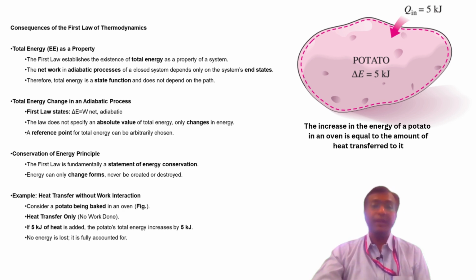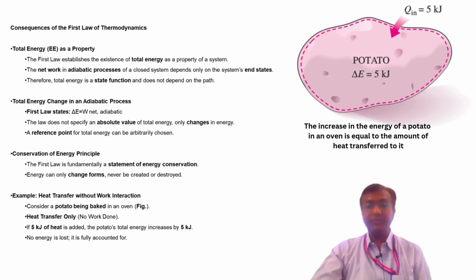The first law establishes that the total energy is a fundamental property of a system. This means that the total energy of a system is a characteristic that describes the system state at a particular moment in time. One important implication of this is that the net work done in an adiabatic process depends only on the end states of the system.